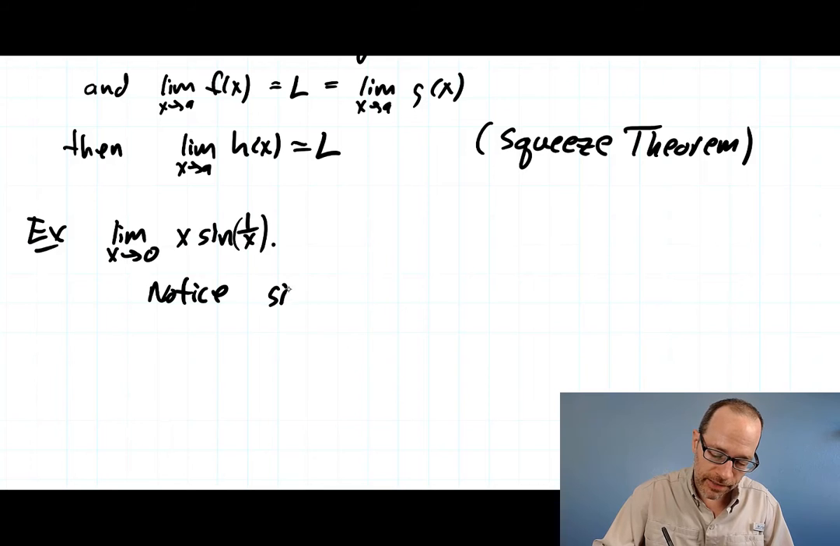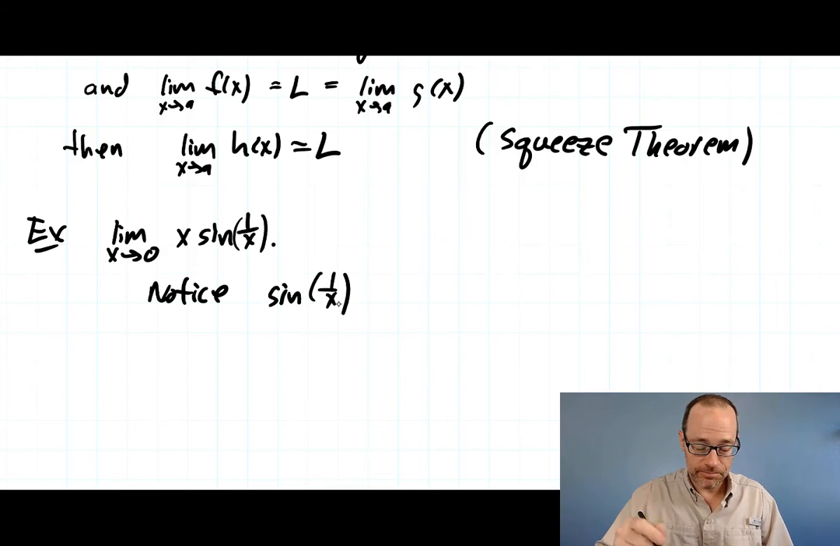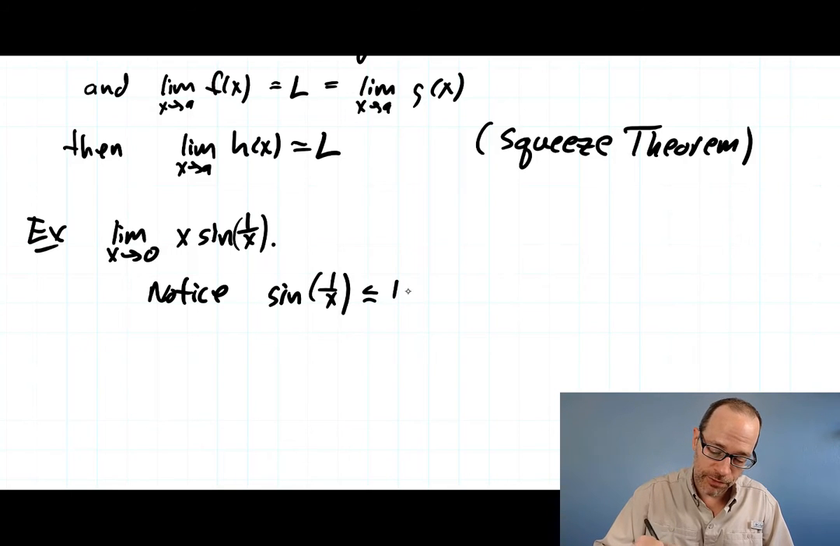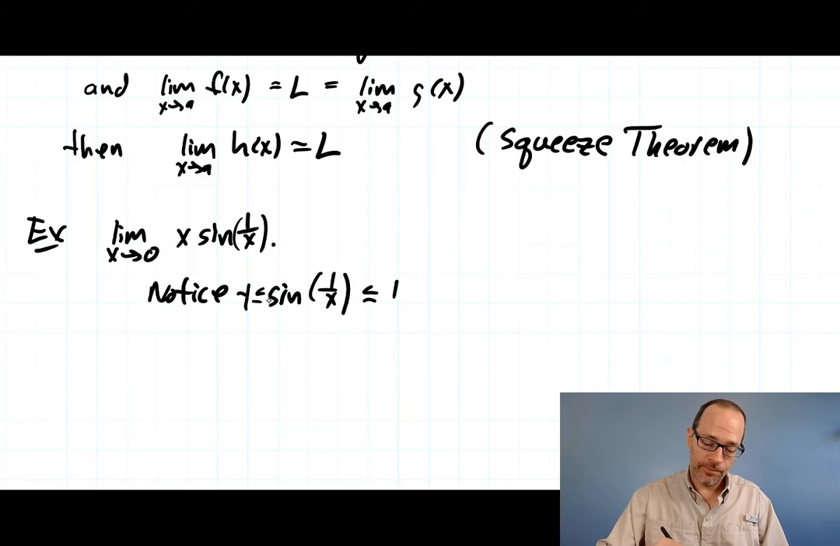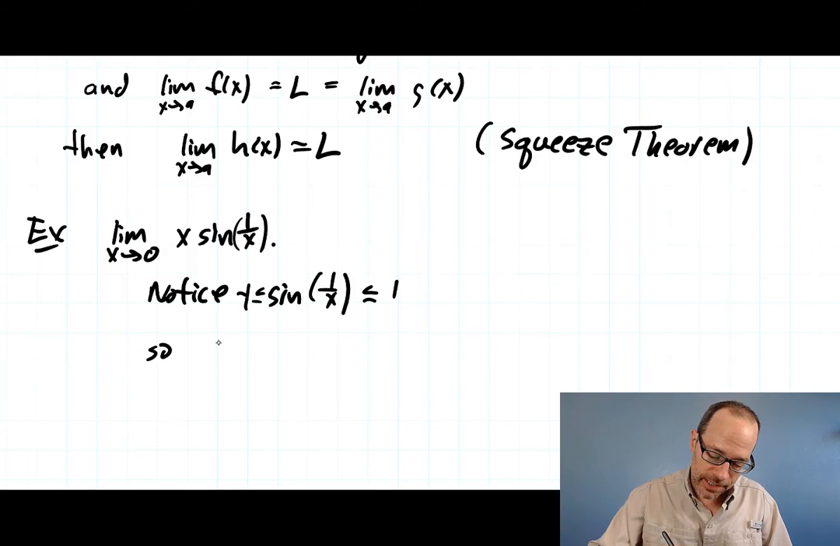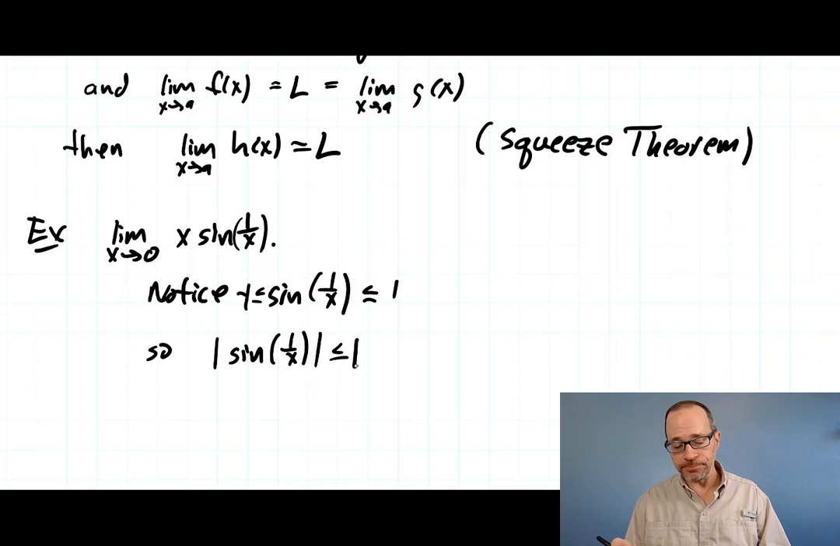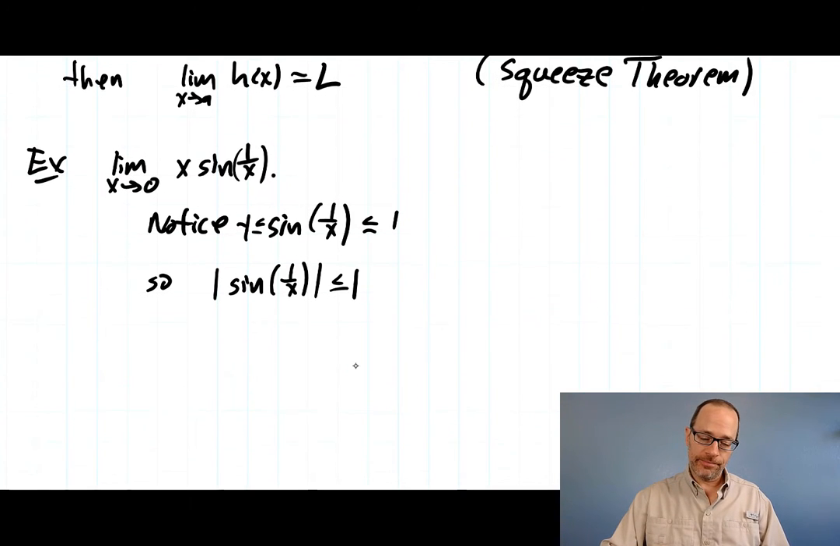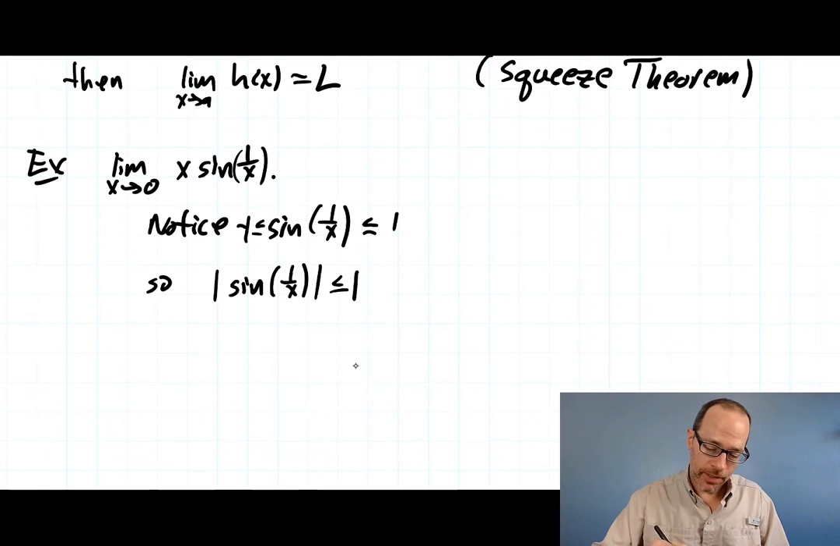the sine of 1 over x, and this is true because it's true for anything, the sine of anything, the biggest it can ever be is 1, and the smallest it can ever be is minus 1. So that says that the absolute value of the sine of 1 over x is less than or equal to 1 always, because it's between minus 1 and 1.